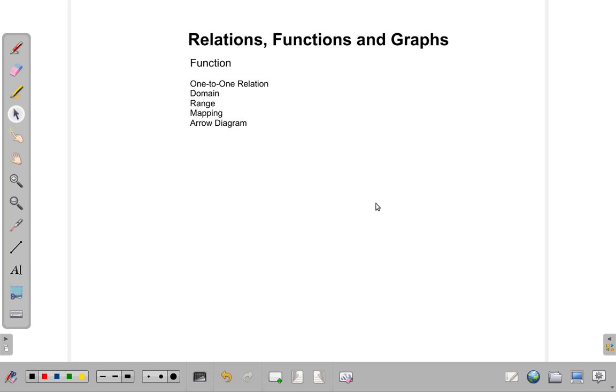Well, according to Mathematics A Complete Course by Raymond Toolsie, second edition, a function is defined as a relation in which each element in the domain is mapped onto one and only one element in the range. Each element in the domain is mapped onto one and only one element in the range. Now, let's look at an example.